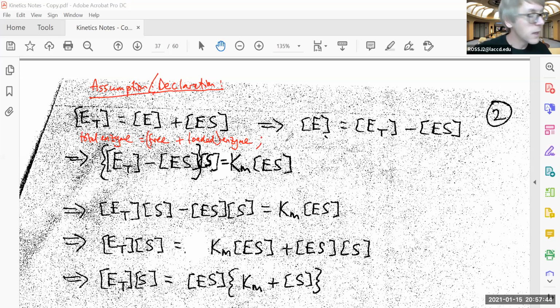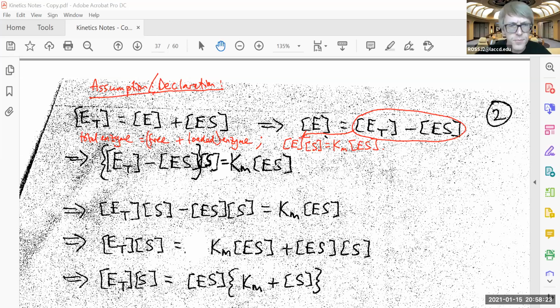So yeah, we had ES equals Michaelis-Menten constant ES. All right, and now we've solved for E. So I'm going to plug this into E here. As you can see, I've got ET minus ES, and then I've got that residual S is equal to the Michaelis-Menten constant, and then the loaded enzyme ES.